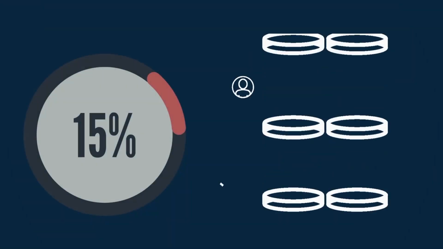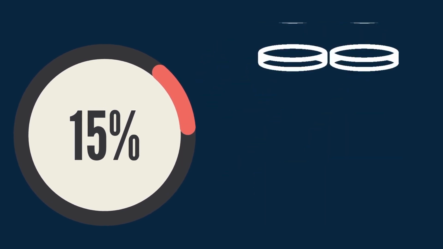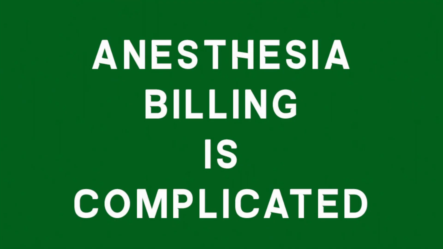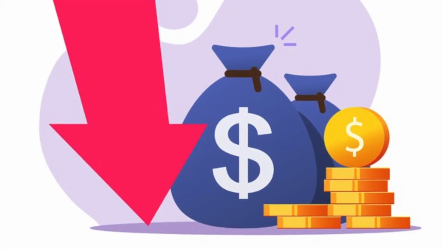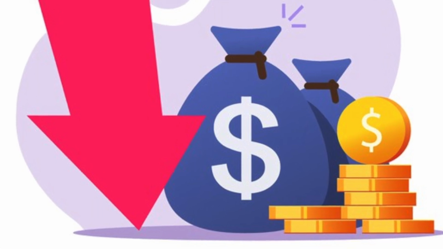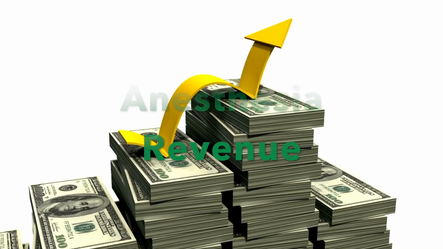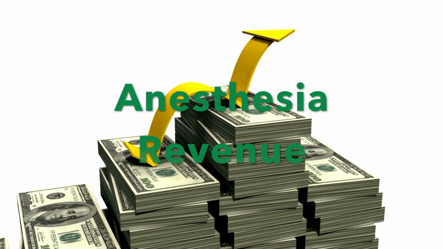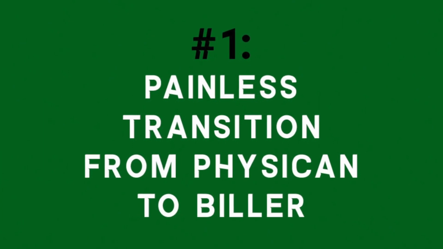Did you know that a specialized anesthesia billing agency can increase collected revenue in that department by up to 15%? It is important to understand these differences in billing because anesthesiology billing and collections is complicated. If your facility treats anesthesia billing as a task to be handled by generalists, it will result in lost revenue and unnecessary exposure to regulatory liability. This video will explain how to maximize anesthesiology revenue, whether the revenue cycle management is being contracted out or done in-house.